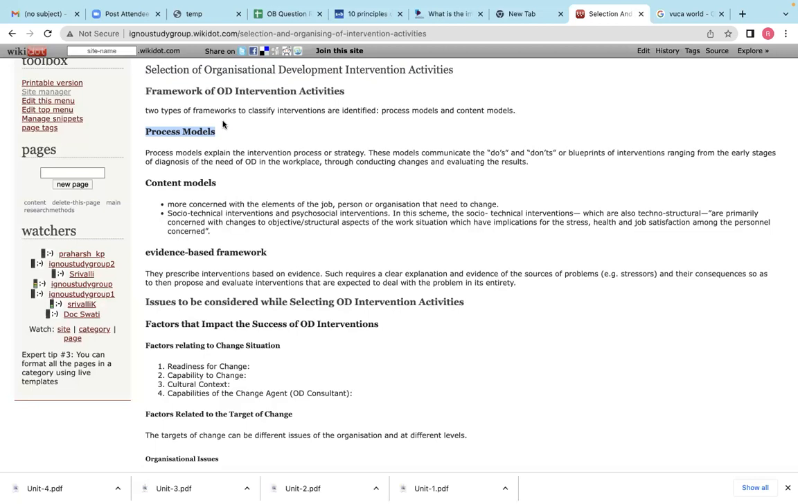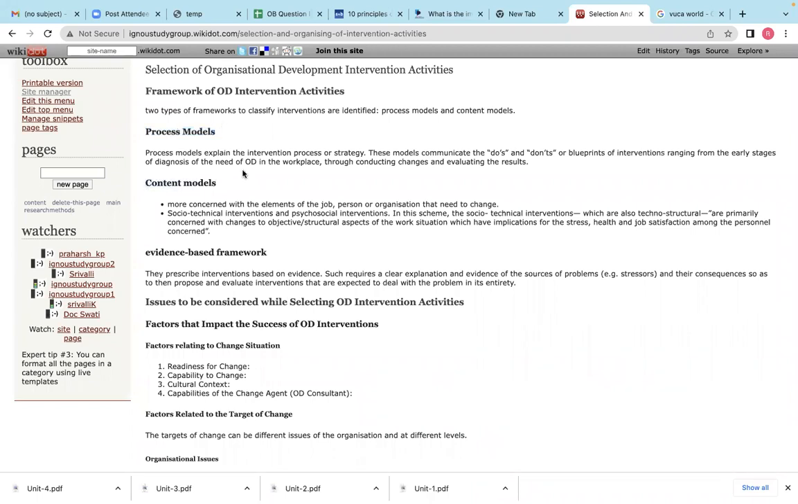Basically, the activities at each stage, right from diagnosis to the last end, evaluating the end result. You have various activities which it talks about, the do's and don'ts. That kind of framework is called a process model.